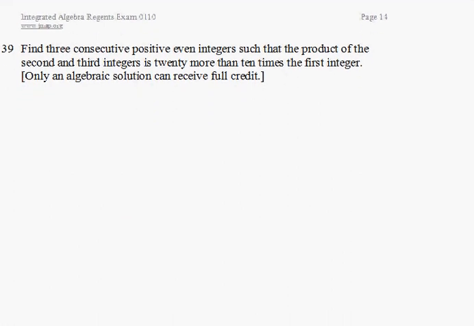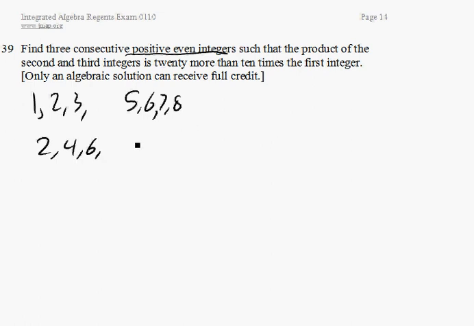Okay, number 39, the very last one. Consecutive integers. Consecutive integers are numbers that come right after each other. For example, 1, 2, 3, or 5, 6, 7, 8. In this case, we're talking about consecutive positive even integers. So we're talking about 2, 4, 6, 8.